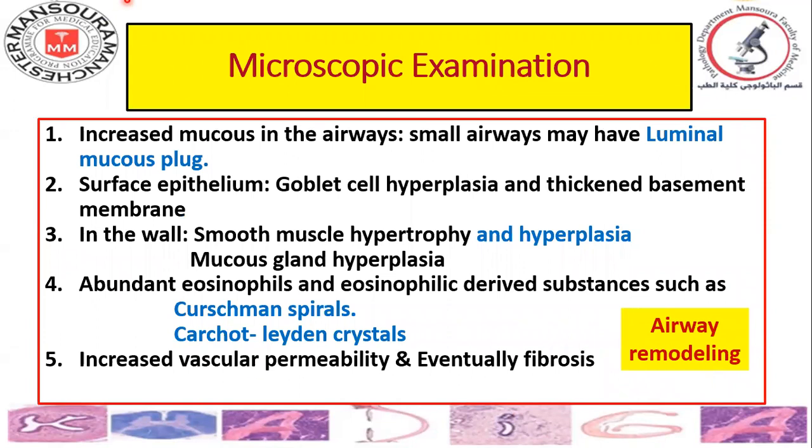Under microscopic examination, asthma is characterized by increased mucus secretion that can cause mucus plugs in the small airways. The surface epithelium shows goblet cell hyperplasia, and thickening of the basement membrane by collagen deposition. There is smooth muscle hypertrophy and hyperplasia of the wall, and mucus gland hyperplasia. There is increased vascular permeability and edema. There are also abundant inflammatory cells rich in eosinophils, with eosinophil-derived substances, what we call Curschmann spirals and Charcot-Leyden crystals. Eventually this leads to fibrosis. All these microscopic changes in bronchial asthma are known as airway remodeling, the changes that occur in the airway in response to allergen.